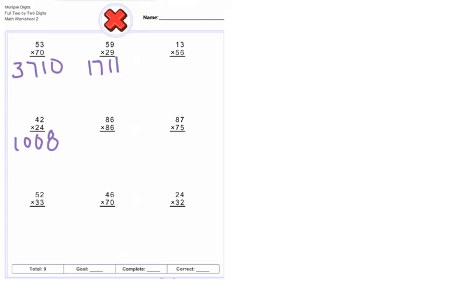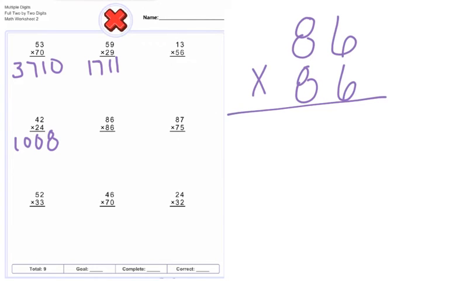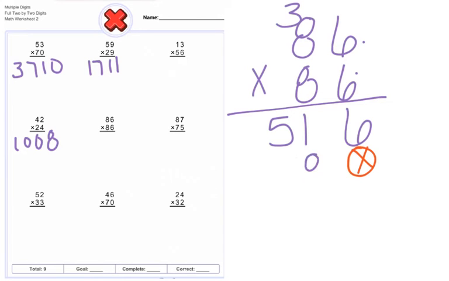We're going to move on to number 5, which is 86 times 86. And we're going to start with the same process. 6 times 6 is equal to 36. Put down your 6, carry your 3. 6 times 8 is equal to 48, plus 3 is equal to 51. Okay, I need to put down my placeholder and move to my next digit. 6 times 8 is equal to 48. Put down my 8, carry my 4. 8 times 8 is 64, plus 4 is 68.